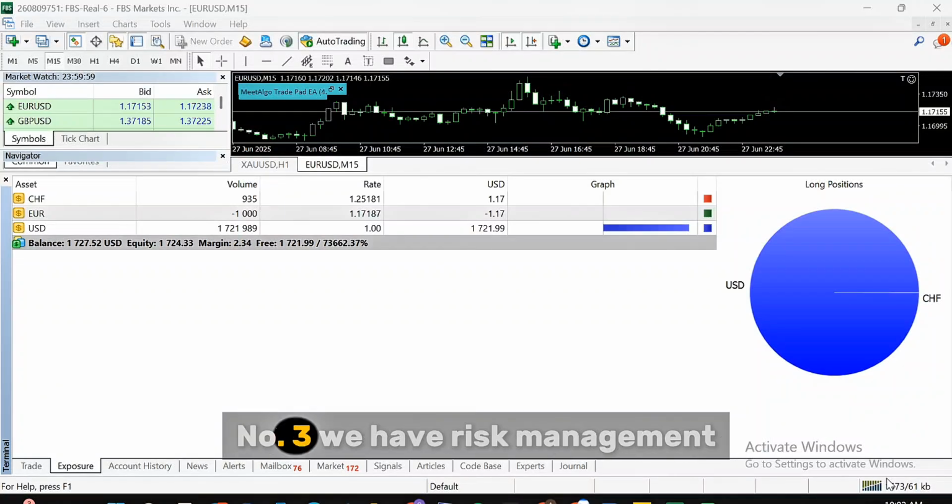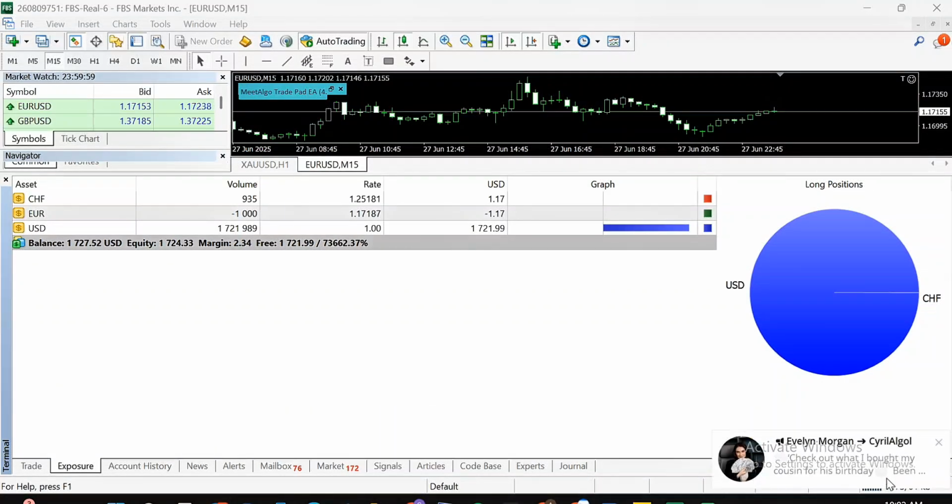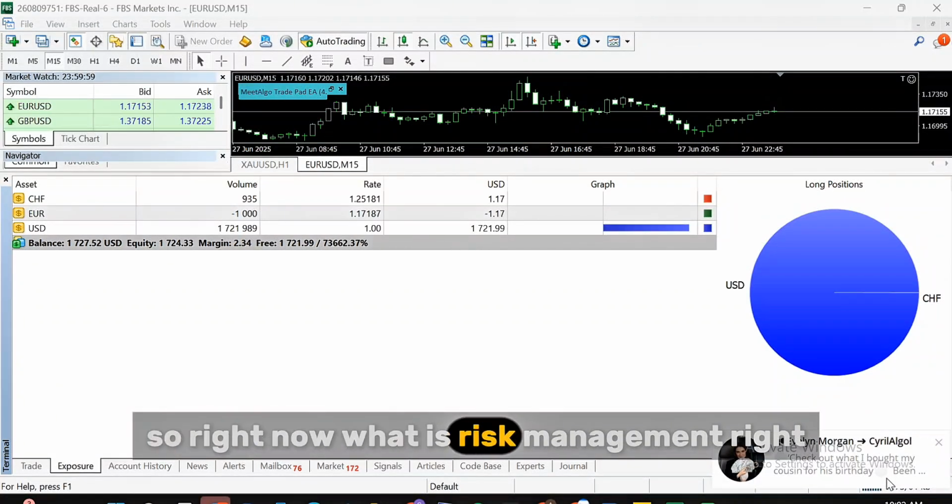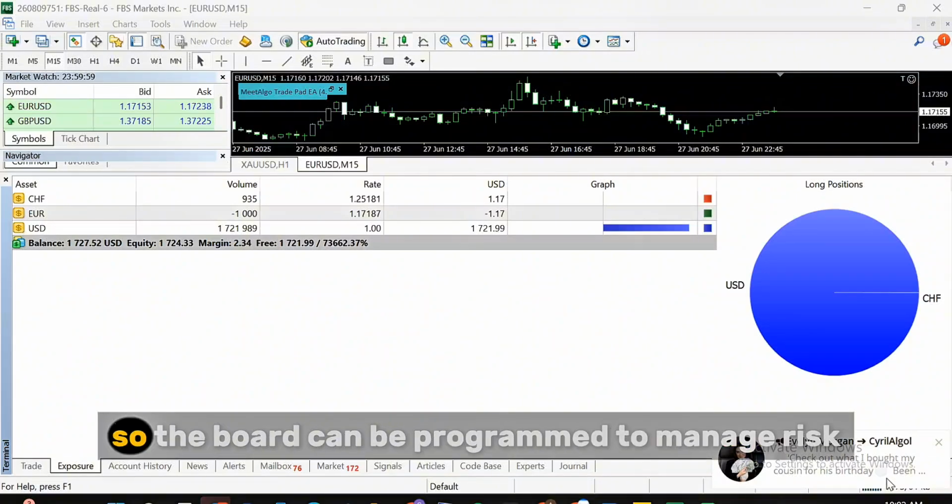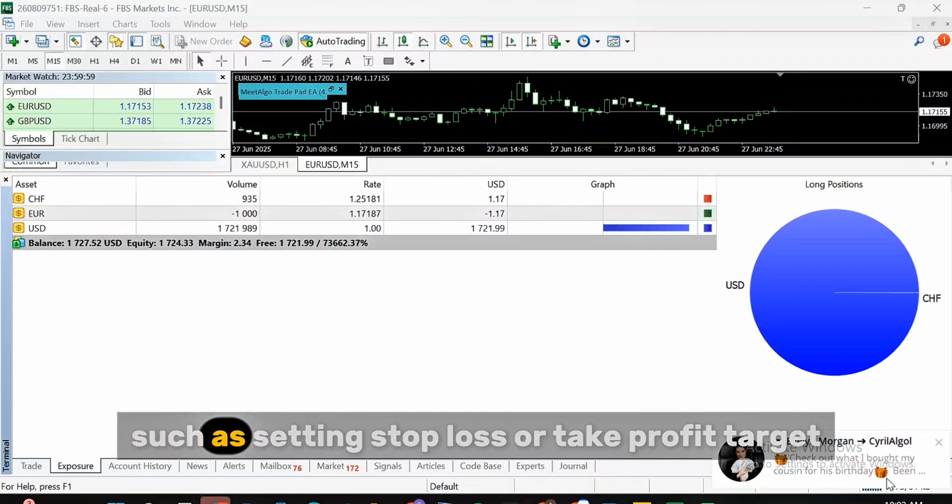Now, number three, we have risk management. So what is risk management, right? The bot can be programmed to manage risks such as setting stop loss or take profit targets.